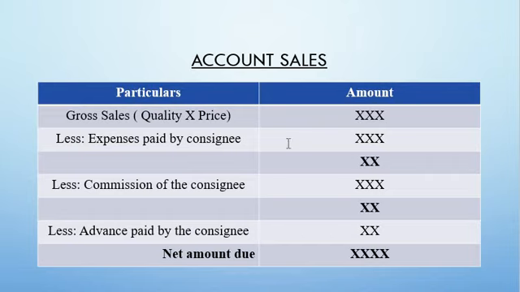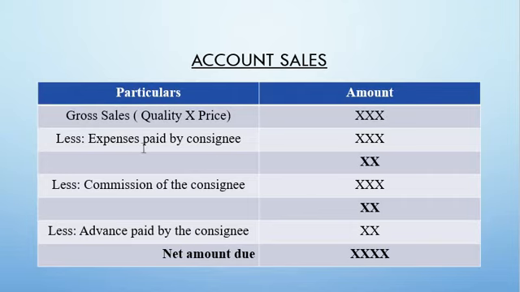This is how the consignee prepares the account sales, wherein it tells what the gross sales are. How do you calculate gross sales? Quantity, sorry, quantity into price. This is the amount that you get: whatever quantity of goods have been sold, into the price quoted for them. Here you get the amount.